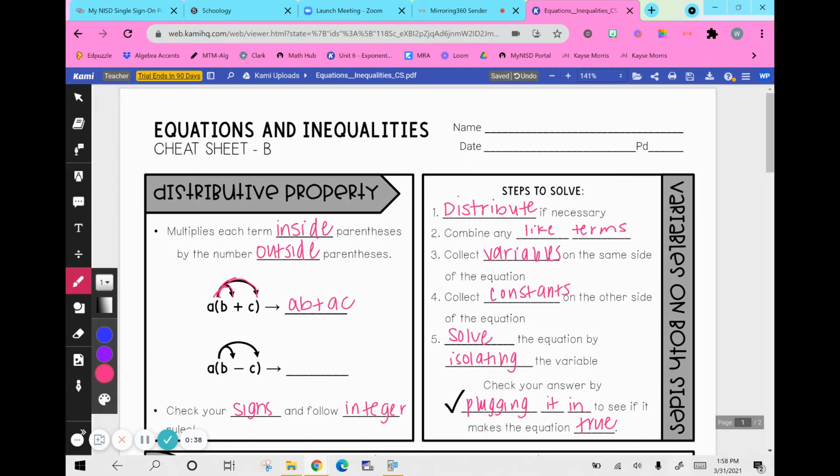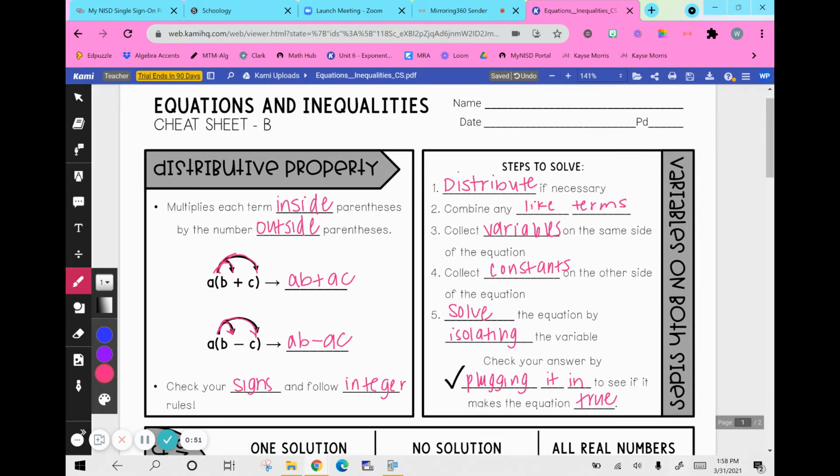Then we're going to do A times (B minus C). So we say A times B is AB. And then A times negative C is going to be negative AC. And it has a reminder here, check your signs and follow the integer rules.